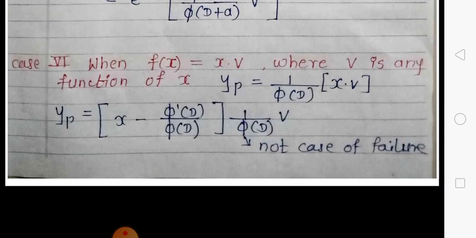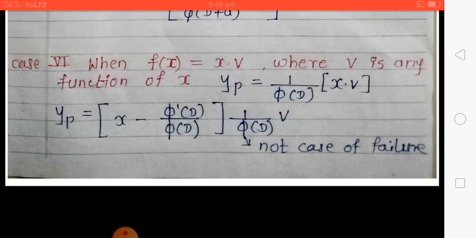And the last case, when the function f of x is equal to x into v, where v is any function of x, then we write yp is 1 upon phi of d into f of x, where f of x is x into v. Then for simplification we use the formula: x minus phi dash of d upon phi of d, and outside the bracket we write 1 upon phi of d into v. By using this formula we find the particular integral, where this 1 upon phi of d into v is not a case of failure.